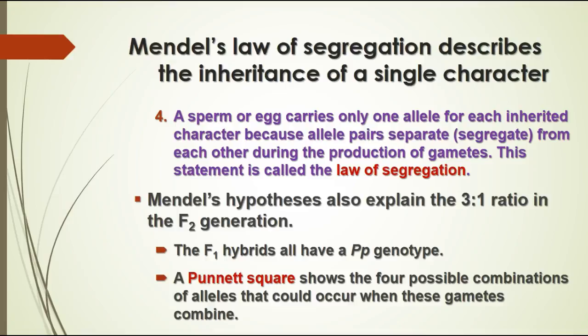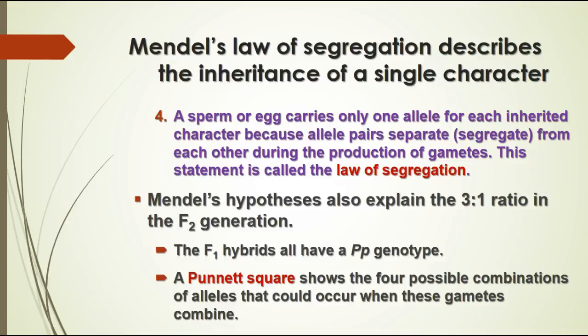Another hypothesis of Mendel's that resulted from Mendel's work is that a sperm or an egg carries only one allele for each inherited character, because here's what happens. As we know, during meiosis, those allele pairs are going to separate from each other. He called it segregate, which just means separation. They're going to separate during the production of gametes. This statement is called the law of segregation.